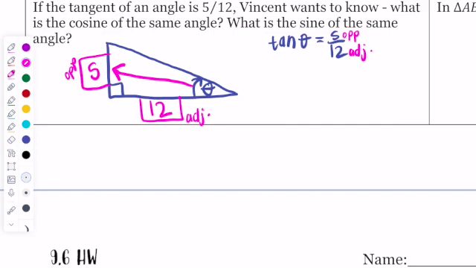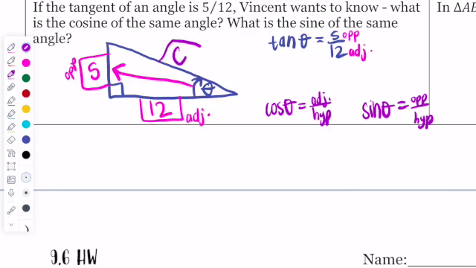Okay, so it wants to know what is the cosine of the same angle. So what is the cosine of theta? And it wants to know what is the sine of theta. In order to know the cosine of theta, I'm going to have to know the adjacent over the hypotenuse. I know the adjacent, I don't know the hypotenuse. For the sine, I need opposite and hypotenuse. So essentially what I'm going to have to do is find the hypotenuse here. So how do I find the hypotenuse?